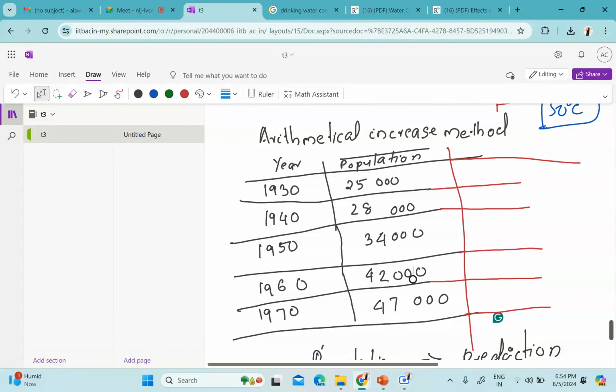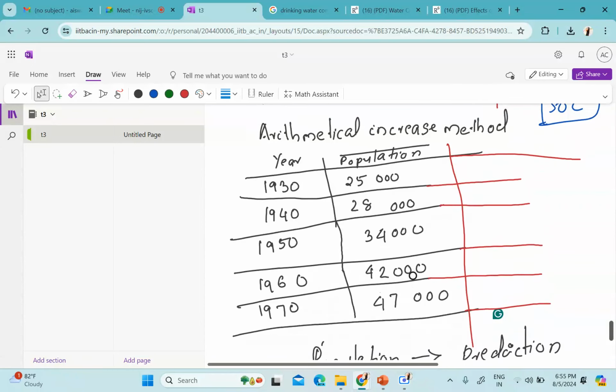So here I have noted different years, 1930 to 1970, with a time gap of 10 years. The population amounts for these years are given. So this is our basic data that we are using. We will analyze this data and find the k value, and then we assume that this k is constant for the future, and then we predict the number of people in the future.